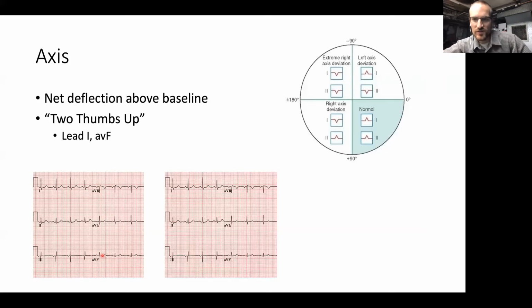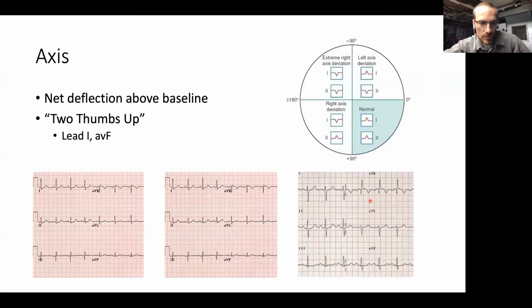Rachel, you want to do this axis? Yeah, sure. So in this one, first I'm looking at lead 1, that's positive, and then AVF is also positive, so I would call that normal as well. I would agree. That's actually the same one that got copied on there. That's funny. You want to do this one since it's actually different?